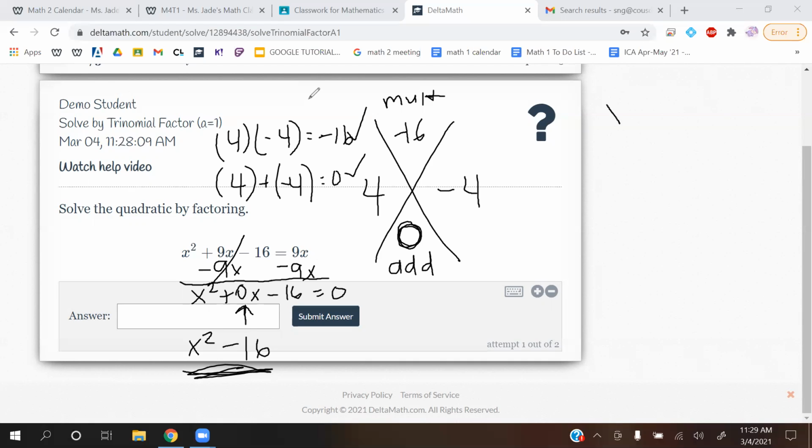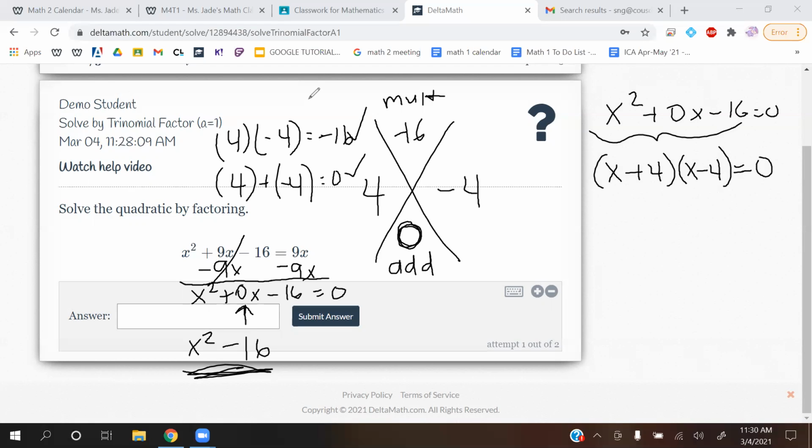Let me rewrite this. We have x squared plus 0x minus 16 equals 0. We're going to rewrite this in factored form. x plus 4, x minus 4 equals 0. So when two factors are multiplied together and they equal 0, that means either x plus 4 equals 0 or x minus 4 equals 0. Either way will work. So let's solve the one on the left first.